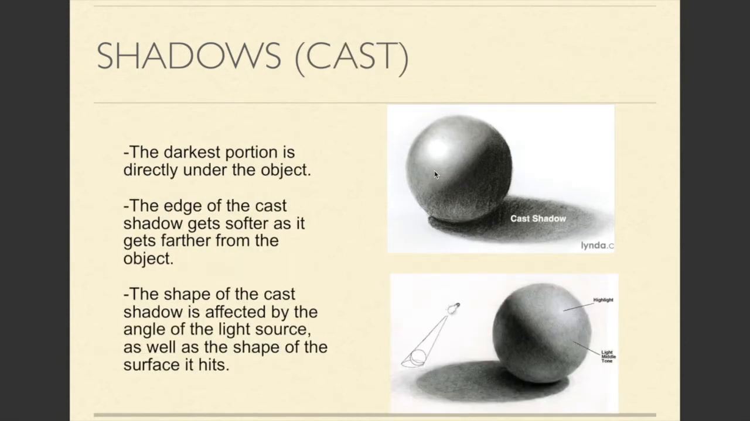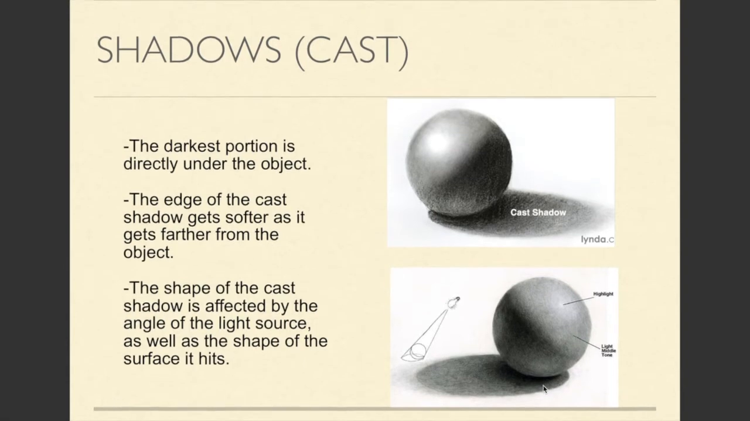Now let's talk about the cast shadows. Cast shadows are where an object blocks light from reaching another object or surface. The important thing to note with the cast shadow is that it's usually darkest right underneath the object, and then it usually gets lighter the farther away from the object it goes. Another important note is the edge quality. Near the object, it's usually sharper. The farther away from the object, it usually gets softer.